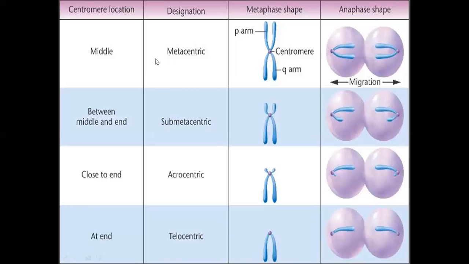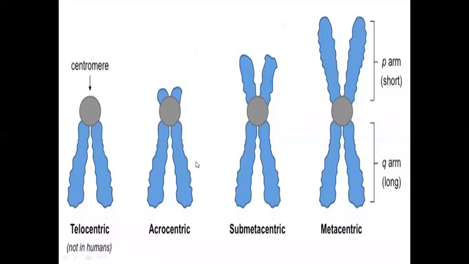So these are metacentric, exactly in the middle, submetacentric, somewhere between the middle and the end, acrocentric, that is close to the end, and telocentric is always at the end. So this is the classification of chromosomes based on the centromeres. So once again, this is the metacentric, exactly in the center with both arms.